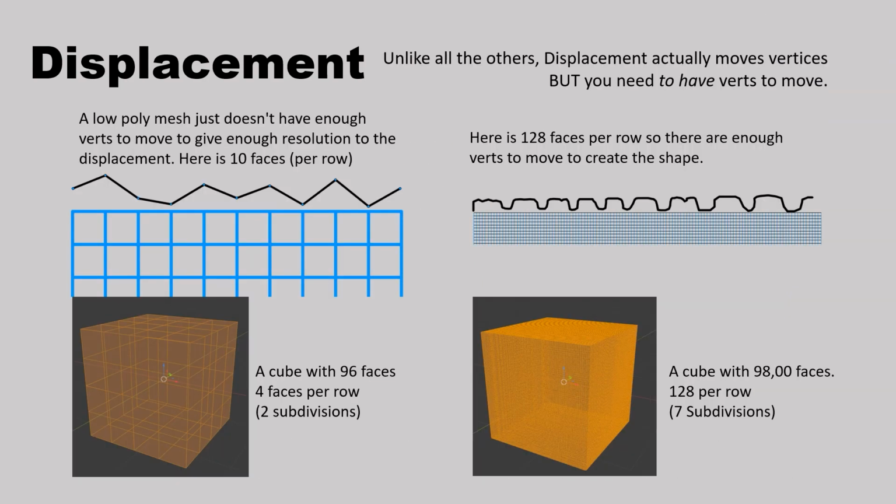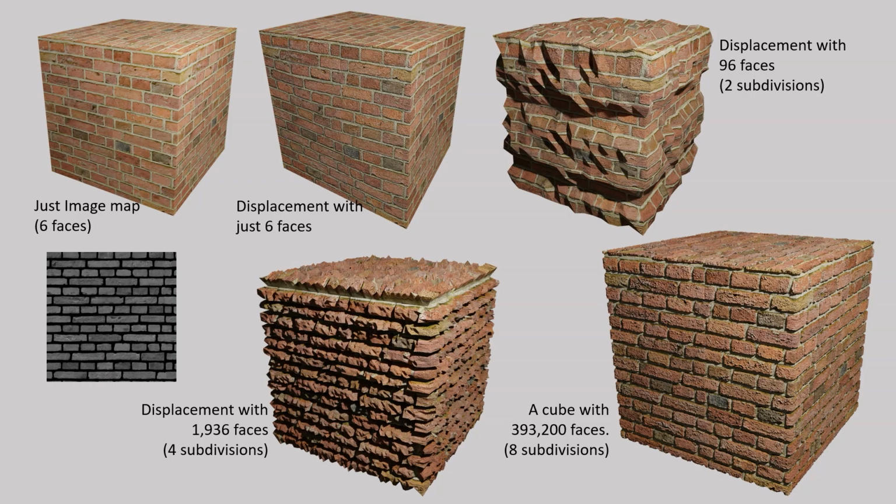A displacement map is moving vertices, but you need a dense mesh to get good results. A cube with 96 faces won't have enough verts to get good resolution, whereas a cube with 98,000 faces has a lot more vertices and then a lot more points to displace, or higher resolution is another way to think about it. With no subdivisions, a displacement map won't do much as the only verts are on the corners, so you'll just get this weird warped look.